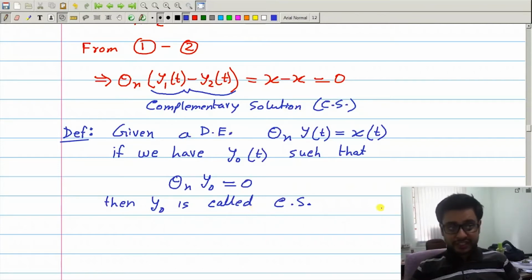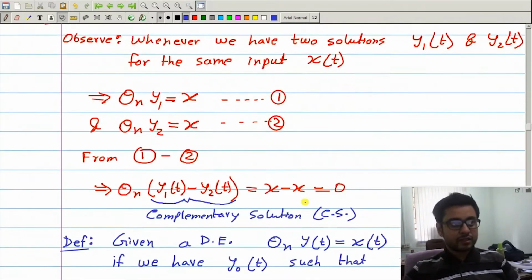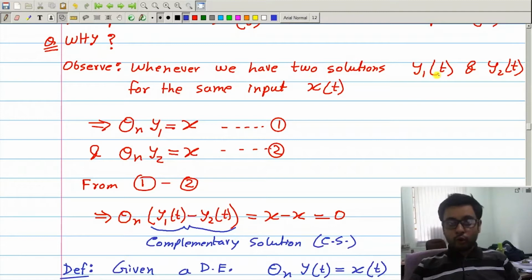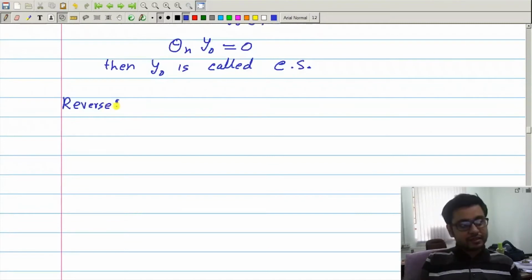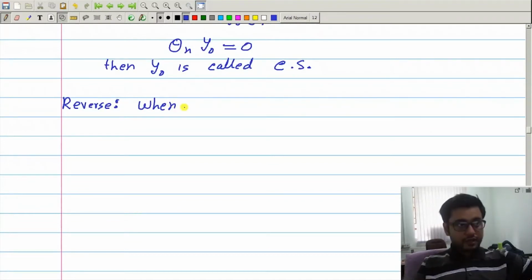So what we have seen is that whenever we have more than one solution or at least two solutions, we will definitely have a complementary solution. That means a signal which will give 0 when acted by this operator O_N. The reverse is also true, that whenever we have a complementary solution, we will have more than one solution.